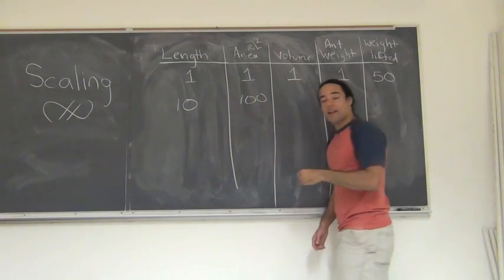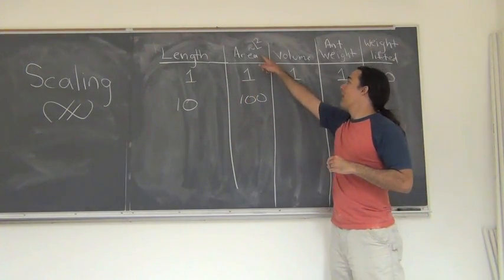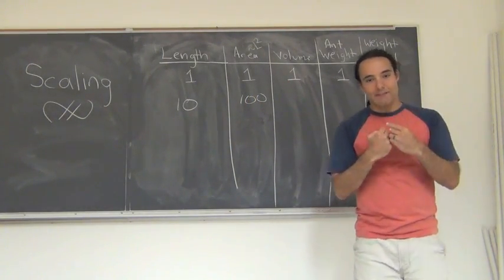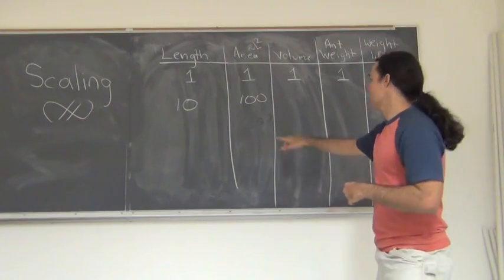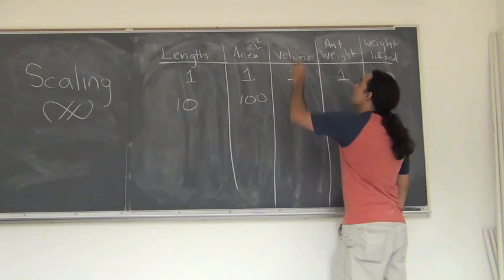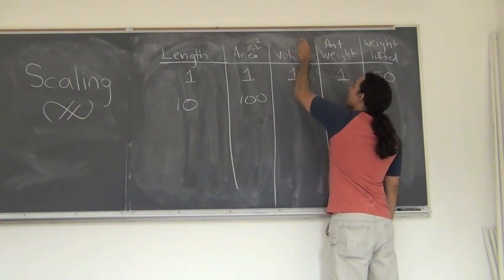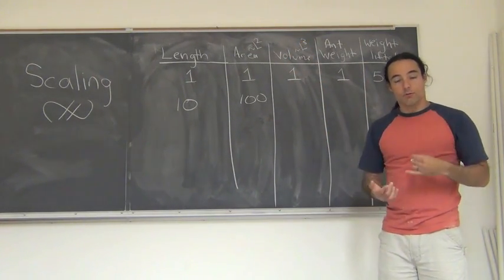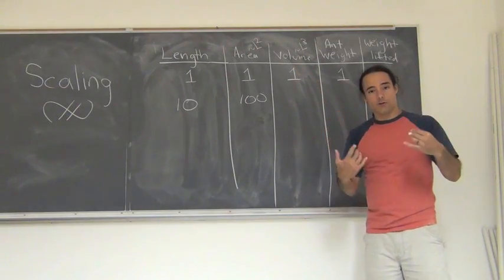Because the length got 10 times bigger. Area has 2 lengths in it, therefore I have to take the length times the length. It's going to be 100 times bigger. The volume is going to scale as the length of the ant cubed. Volume is measured in meters cubed.